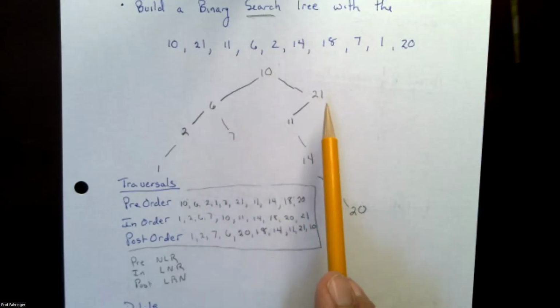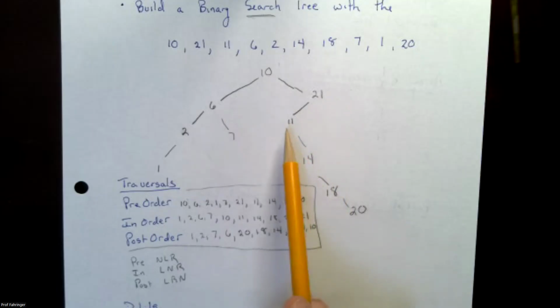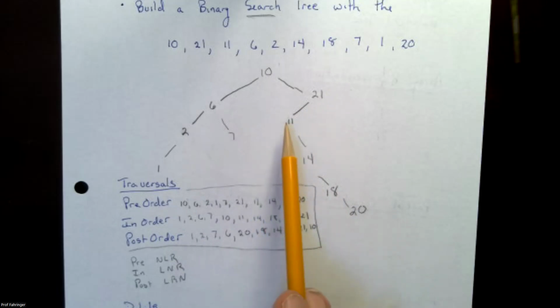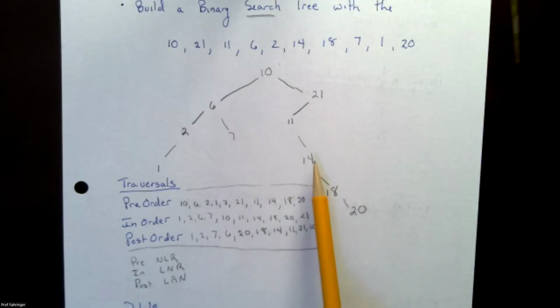But again, it's node first, so it's 21. Then I go to the left. Node first, then I go to the left. There's no node, so I go back and go to the right. Node first, no left, go to the right. Node first, no left, go to the right. Node is 20.